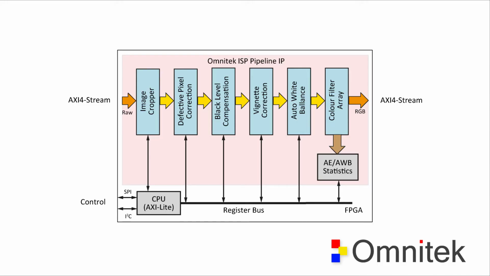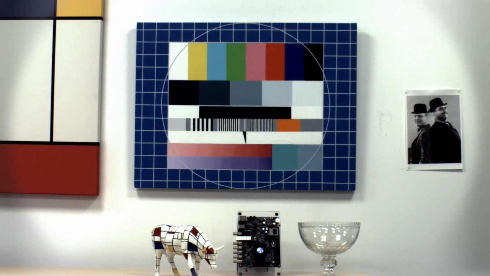The Omnitek ISP includes a vignette correction block, which contains a mesh of different levels of gain control, which can apply a radial, for example, correction in gain, which I'll apply here to create an evenly illuminated scene.